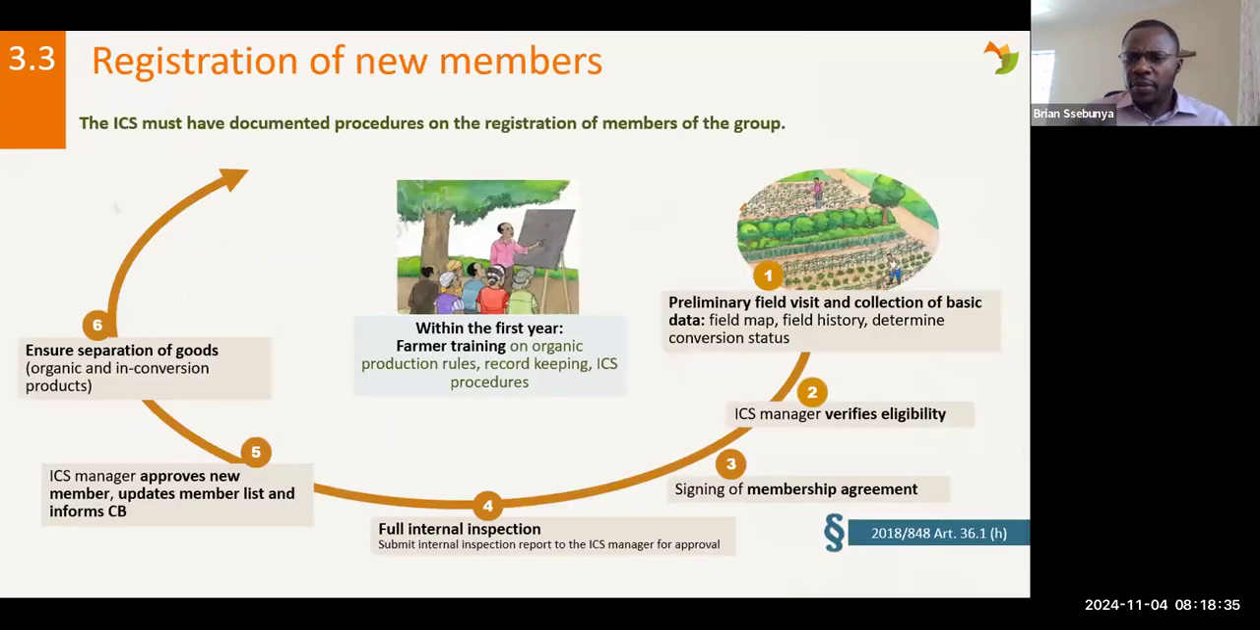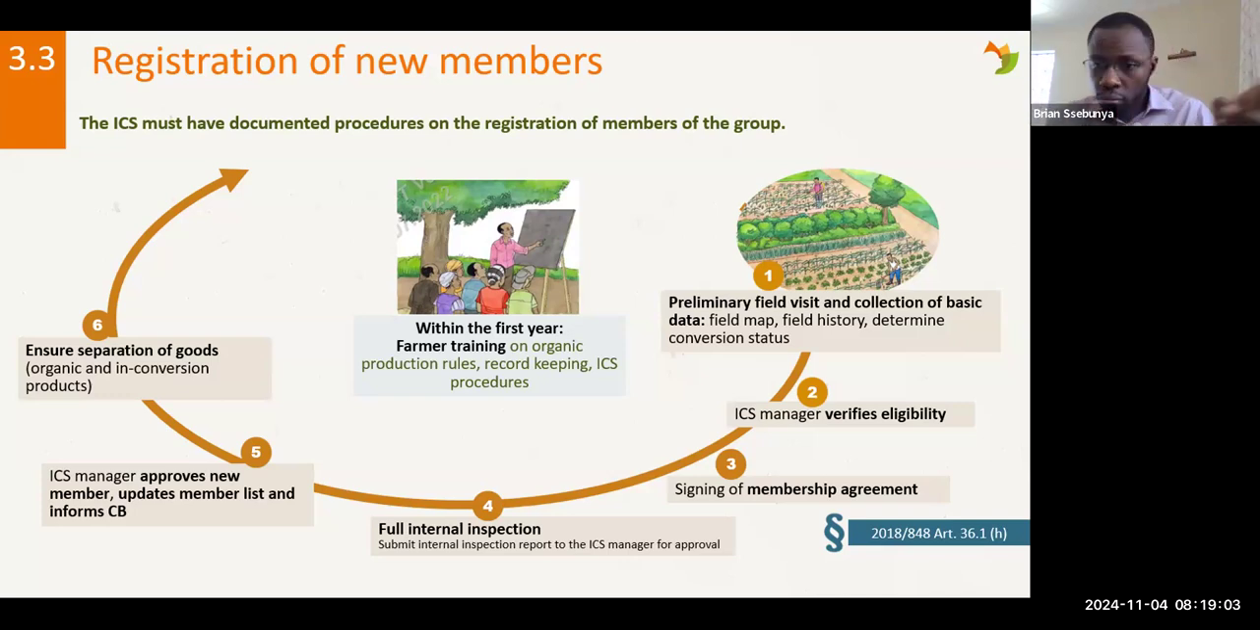So let's look at each one of them really quickly. When you're writing a procedure for registration of members, the standard requires that you should have a documented procedure for registration of new members of the group. And again, like I said, each procedure should have the what. So here the what is the registration of members.